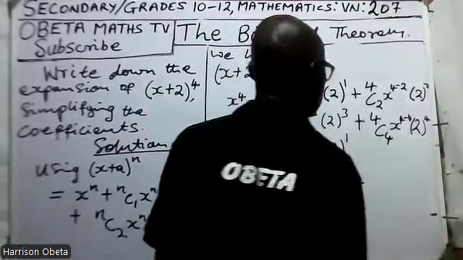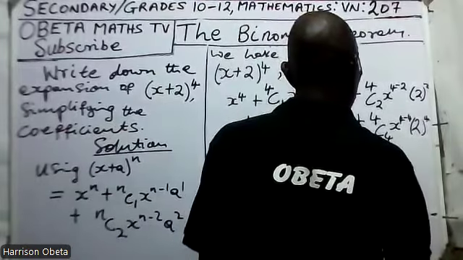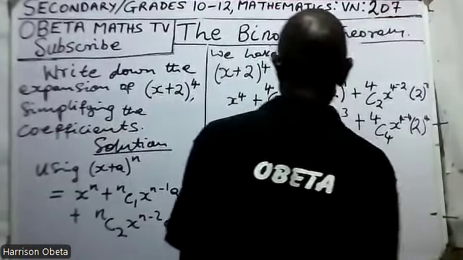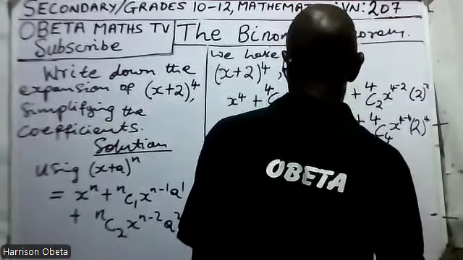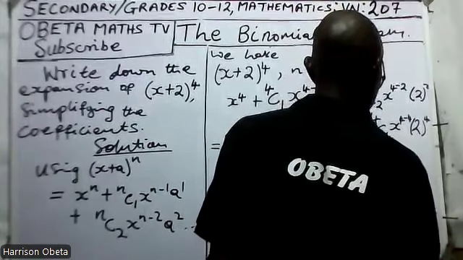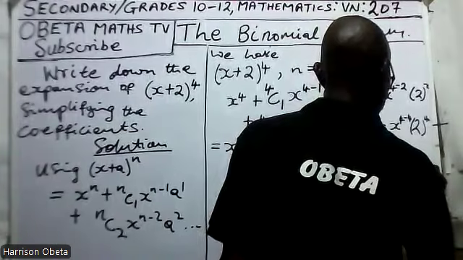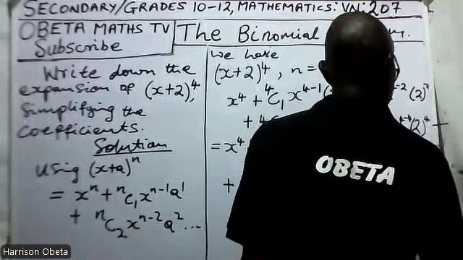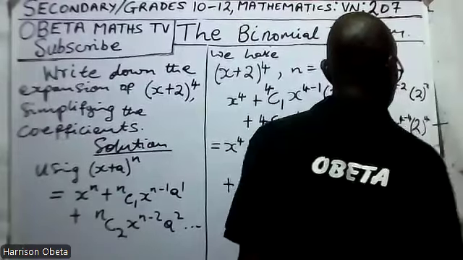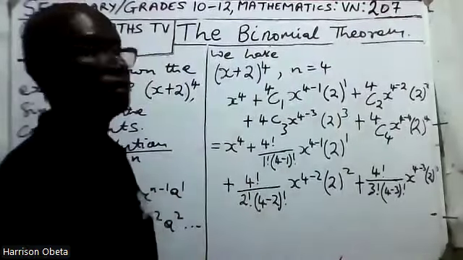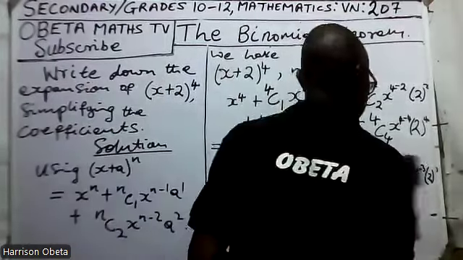Plus now, we are picking this one, 4 factorial all over 3 factorial brackets 4 minus 3 factorial x raised power 4 minus 3 into 2 raised power 3. Or let me write it well here.